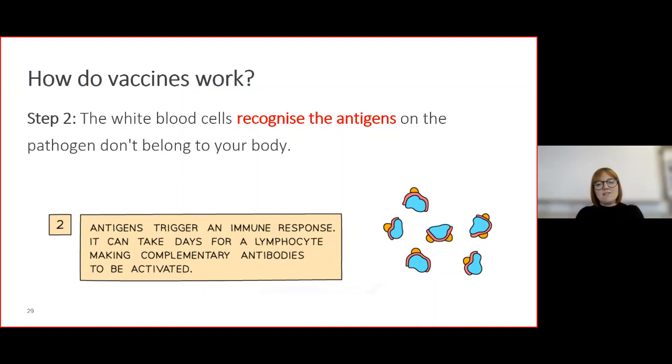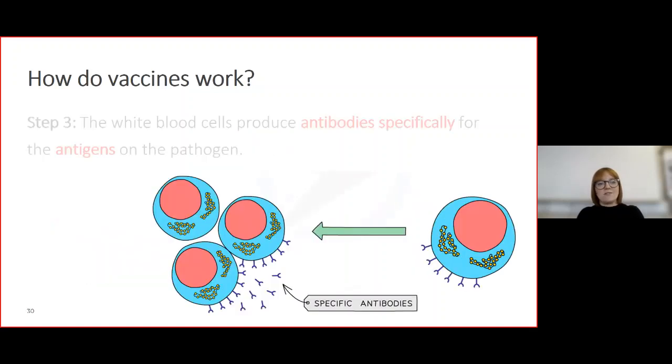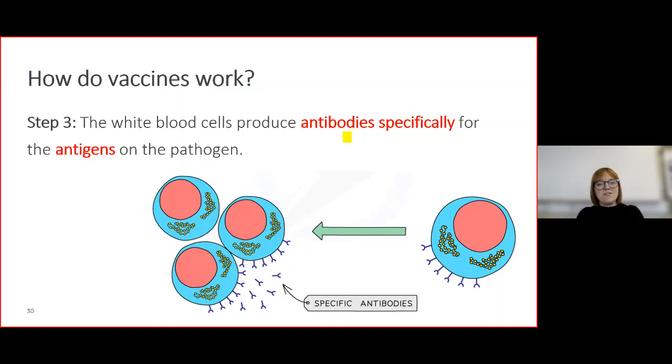Step 2, the white blood cells or lymphocytes recognize that the antigens on the pathogen don't belong to the body. So this is exactly the same as the response that we had before. So this is our primary response in that lymphocytes will then make complementary antibodies to fit this structure. Okay, so the antibody specific for this structure would then be made by the lymphocytes, and the body would respond just as it would with an infection of any other pathogen.